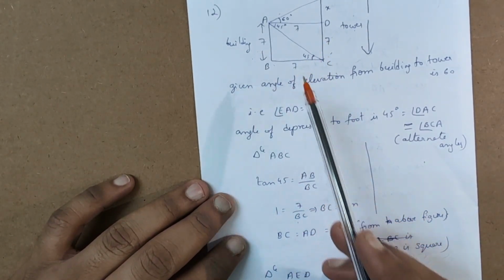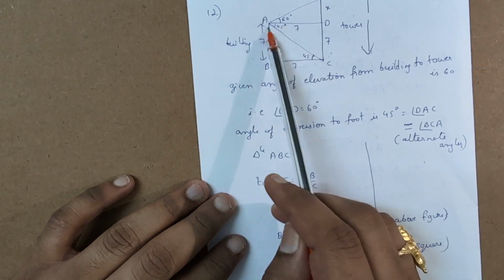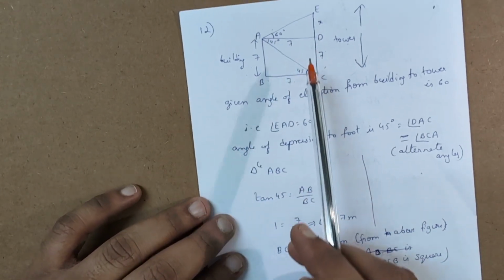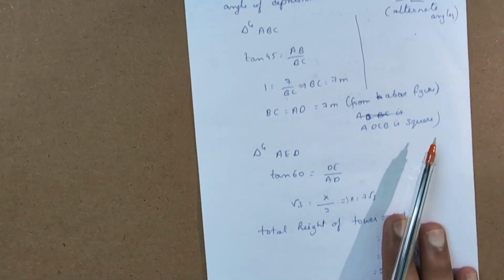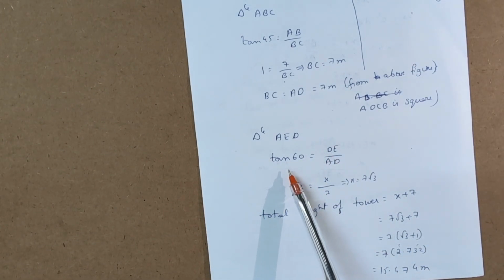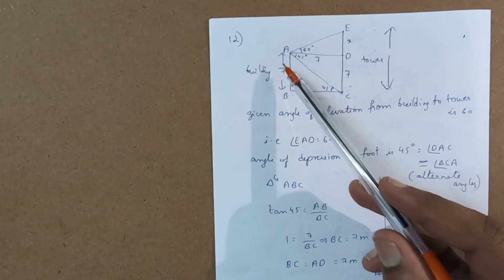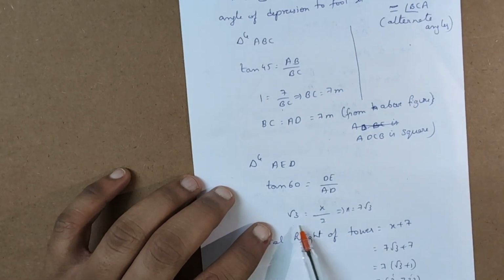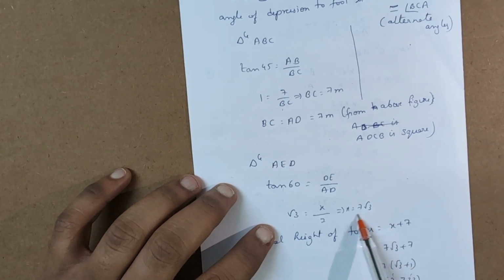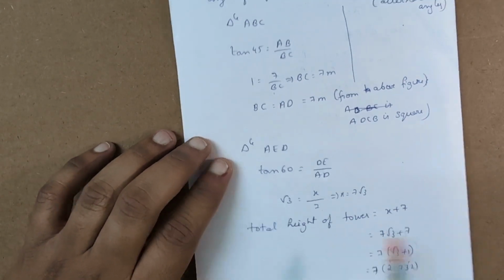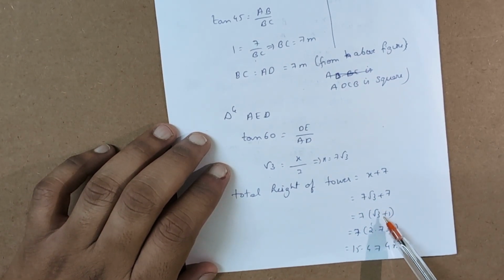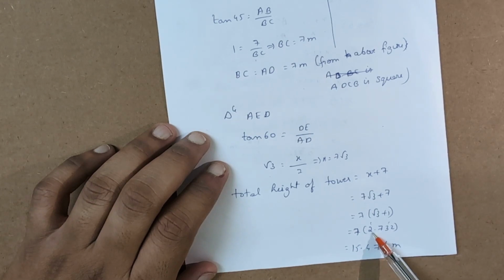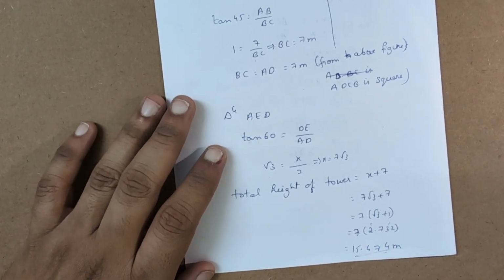As these two are parallel, we can also conclude that AD also will become 7 meters. Okay, so now consider triangle ADE. Tan 60 will become opposite side by adjacent, that is DE by AD. So root 3 equals DE by 7, since tan 60 is root 3, so x equals 7 root 3. To find the total height of the tower, it is equal to x plus 7, that is 7 root 3 plus 7. Taking 7 as common, 7 times root 3 plus 1. If you put the value of root 3 as 1.732, it will become 7 into 2.732, so the final answer is 15.474 meters.